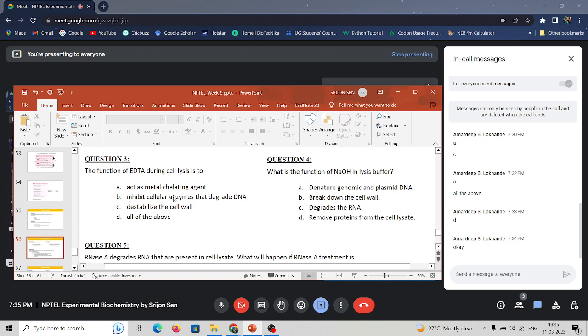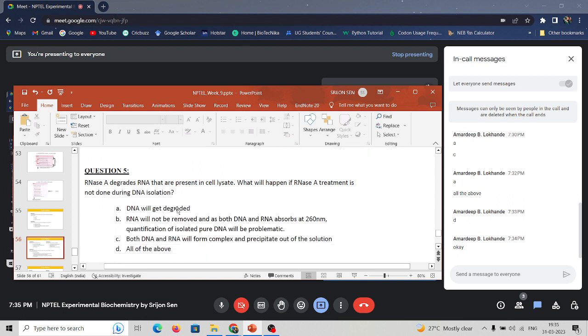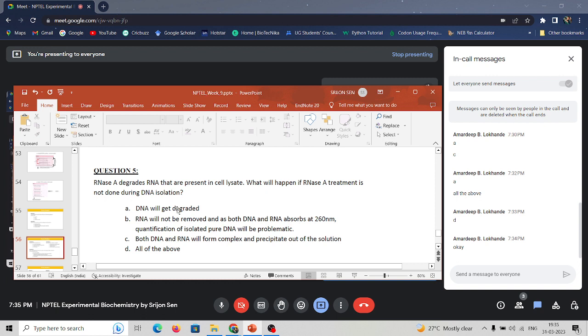RNA. Okay. Now coming to the next question, one is that RNase A degrades the RNA that is present in the cell lysate. What will happen if RNase A treatment is not done during our DNA isolation? So what is going to be the problem? So what problem are we going to face?